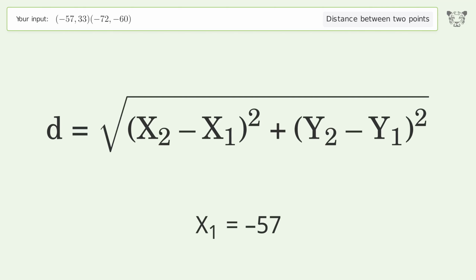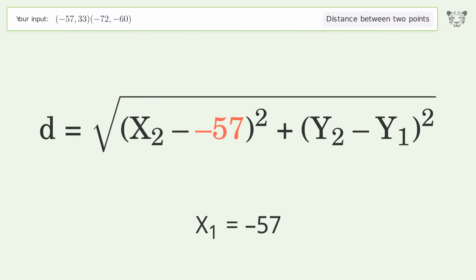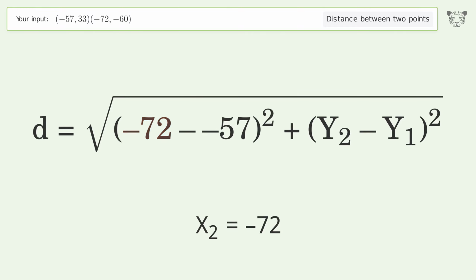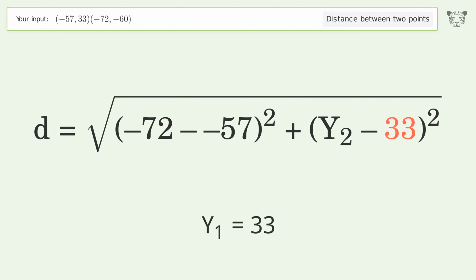x1 equals -57. x2 equals -72. y1 equals 33. y2 equals -60.